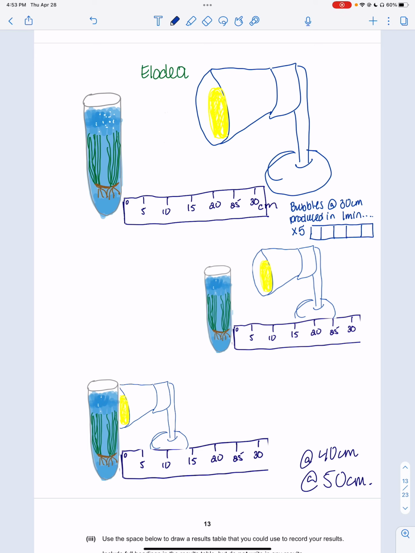I got so lucky with that. When you record it, it looks something like that. And then you can take this number here, this number here, this number here, this number here, and this number, and you can add them up, divide by 5, and then you're going to get an average. So now on average, you know that at 30 centimeters in 1 minute's time, you're going to get this amount of bubbles produced.